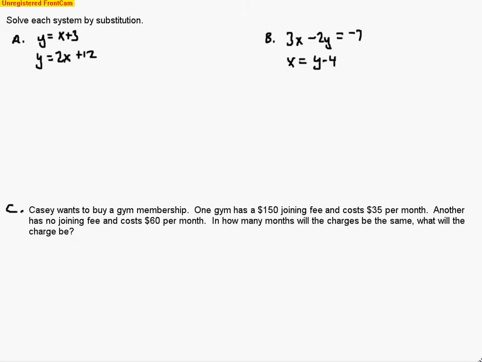Today's a little review on solving some systems of equations. So let's take a look at our first problem here. The first three problems on tonight's homework ask us to solve by substitution.